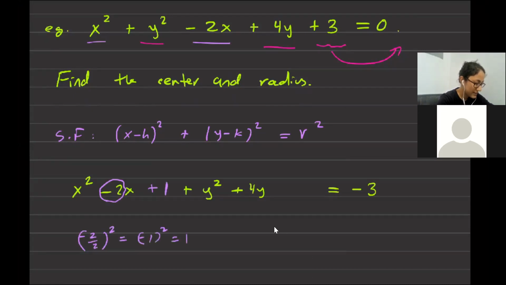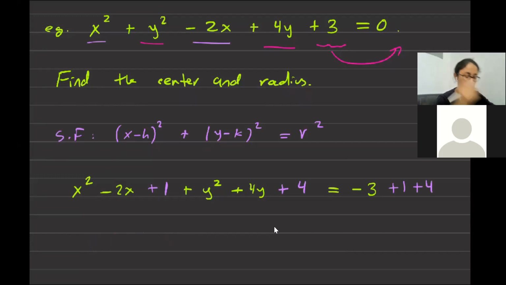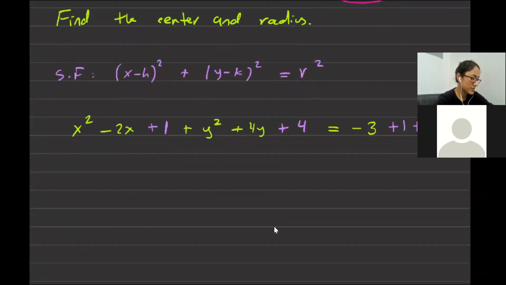So 1 goes here, but you always have to remember that this must be a balanced equation. So I also add 1 to this side. You do the same thing on the y variable as well. So what's the extra number we're going to add for the y variable? 4. 4, good. So I add 4 here, which means I'm going to add 4 here as well. Okay, so that completes the completing the square method.